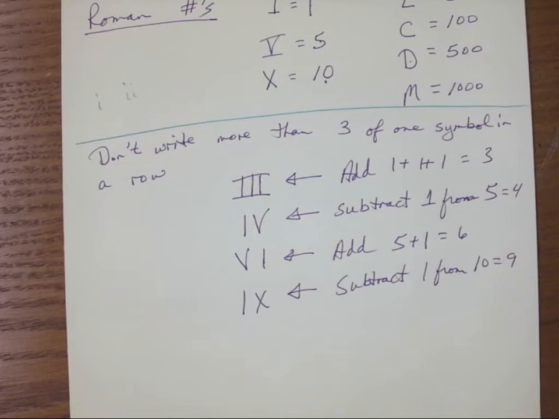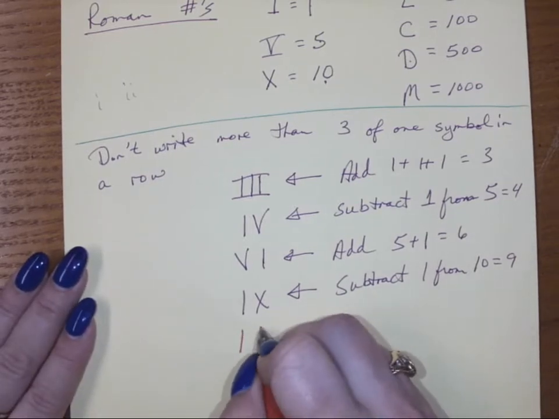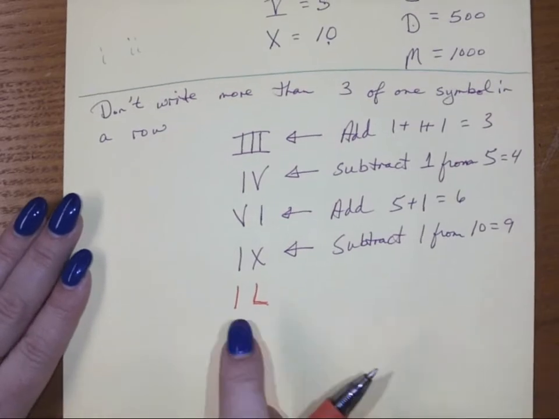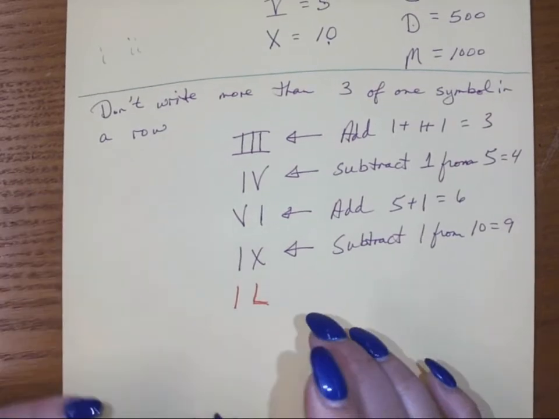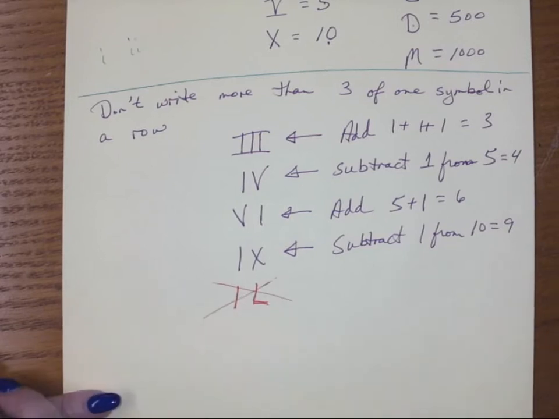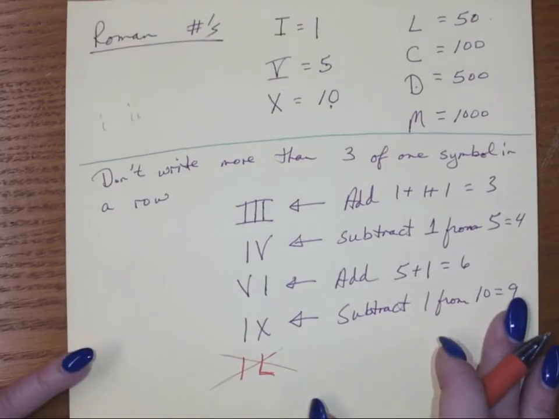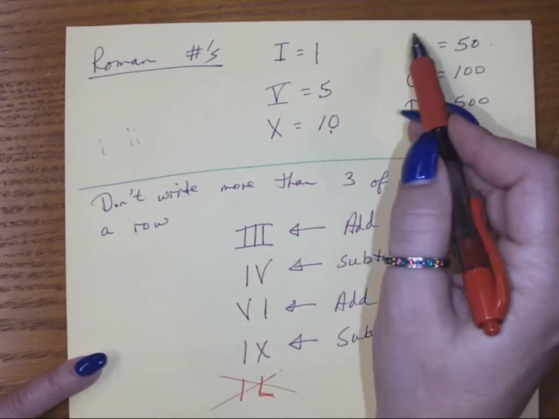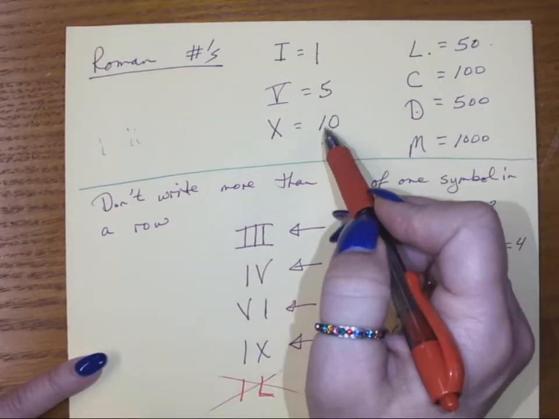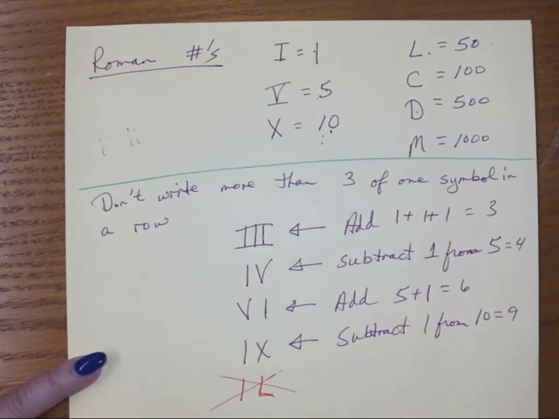But interestingly, let me give you one that's weird. For 49, they do not want me to write IL. Sometimes I've seen this in some people's work, but in general, they don't want me to do IL. I think the reason is that there's too big of a gap. The L is 50, and the I is 3 characters before that. They don't like that. It's a big jump.